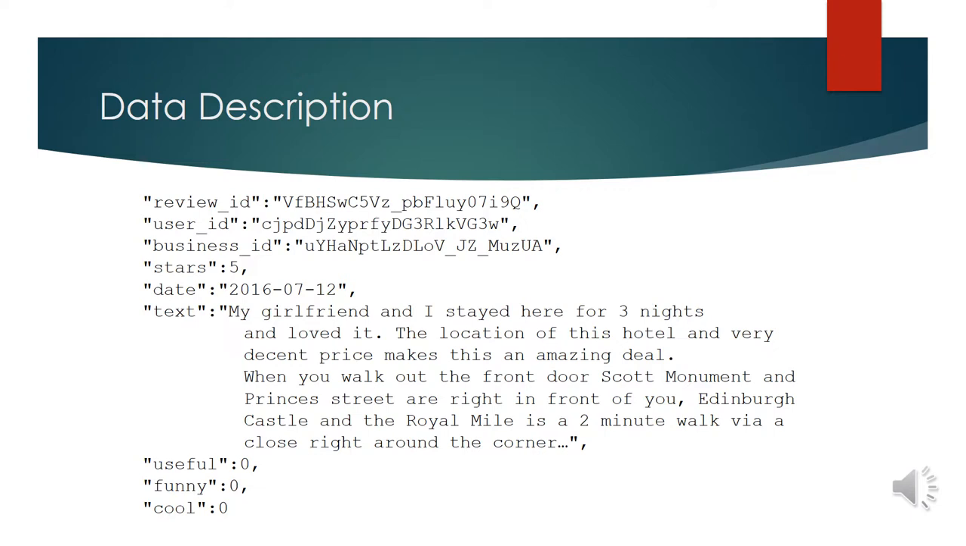The main attributes that we will look at in our analysis are the field text, which of course is self-explanatory, it's the text of the review. We will also be looking at the star rating, the review ID, and the business ID, at least initially.